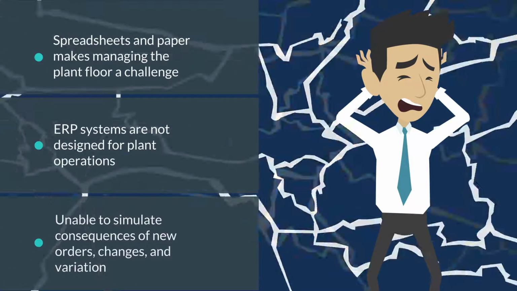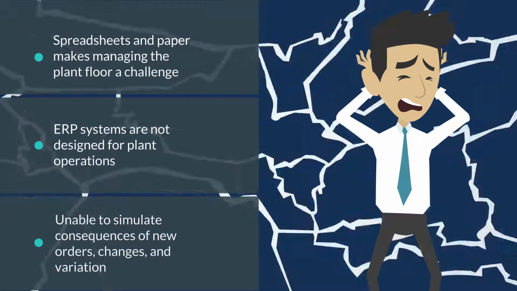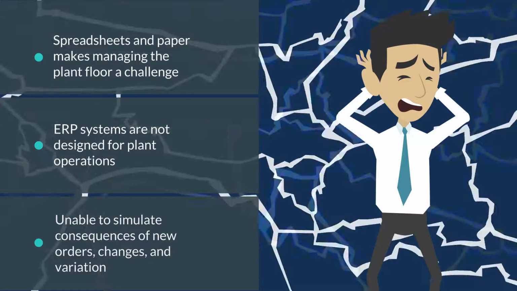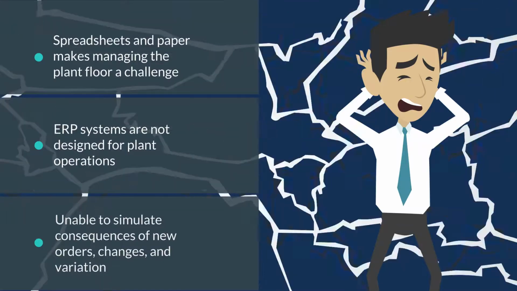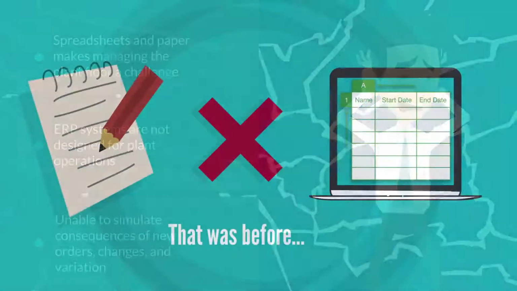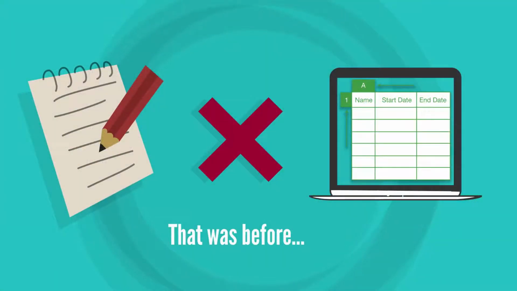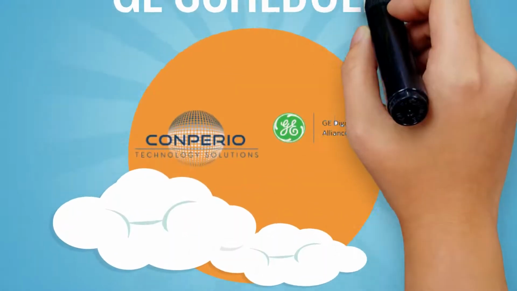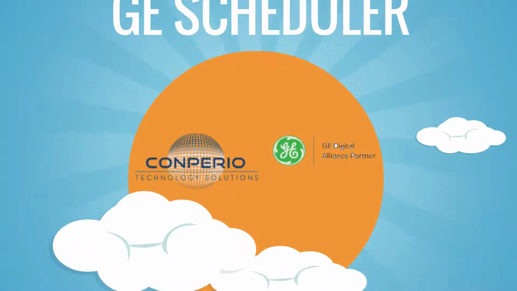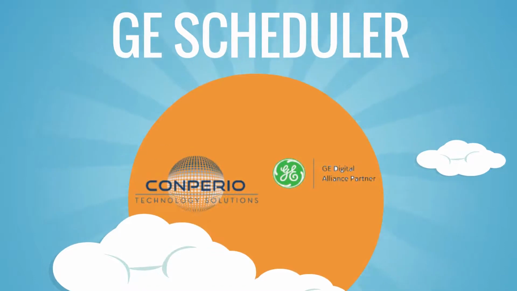ERP systems are not designed for plant operations, and John is unable to simulate consequences of new orders, changes, and variation. That was before. Let us introduce GE Scheduler, a finite capacity scheduling tool for manufacturing operations.